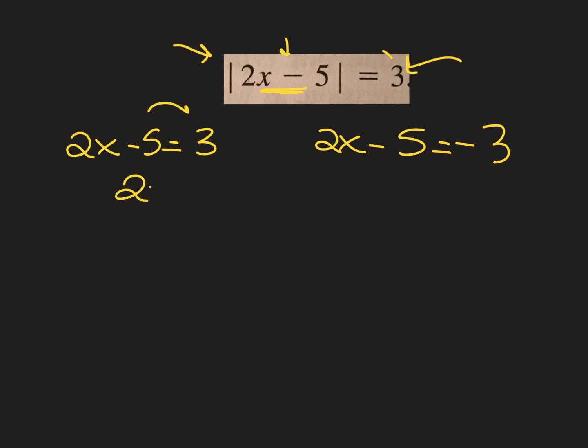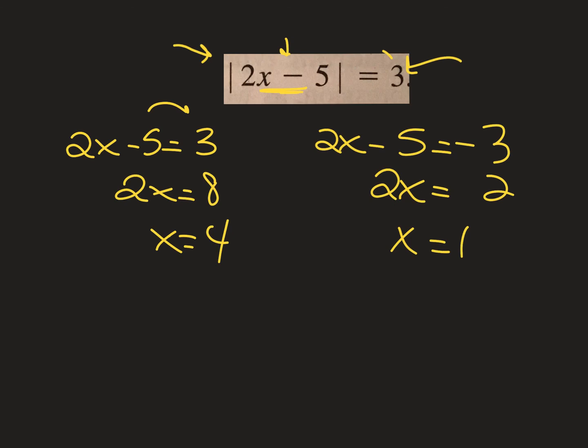So move the 5 over, that's 8. Divide by 2, you get 4. Same thing here. Move the 5 over, you get 2. Divide by 2, you get 1. So the two solutions, 4 and 1. Absolute value, almost always you will get two solutions. All right, a little bit heavier today, but you've seen all that before, believe it or not.